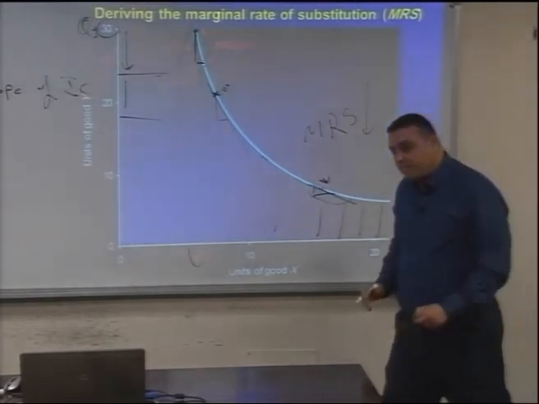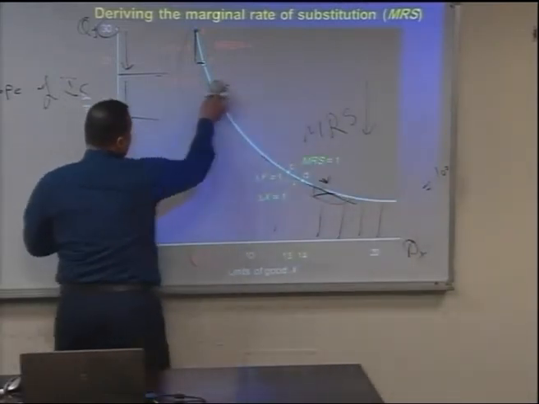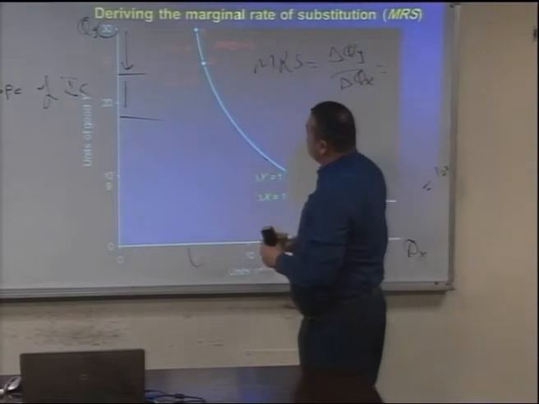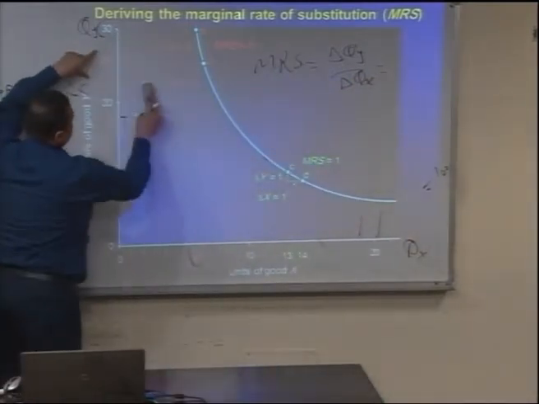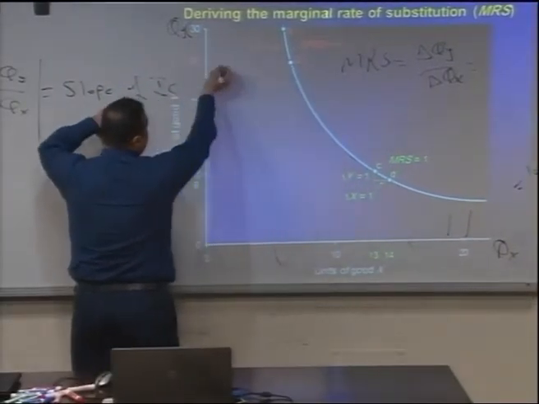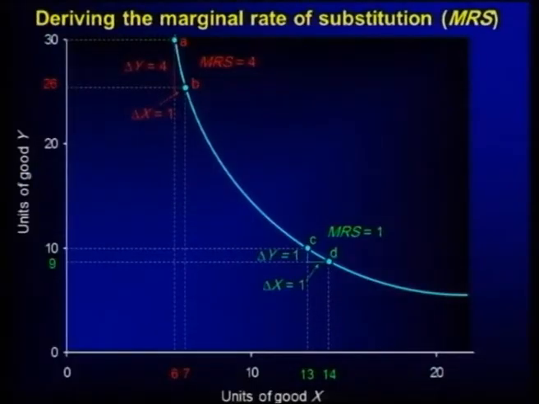Right? Okay. So, here as you see, the marginal rate of substitution at point A equals delta qy over delta qx equals. How can we calculate it? Suppose this is point A, qy1.